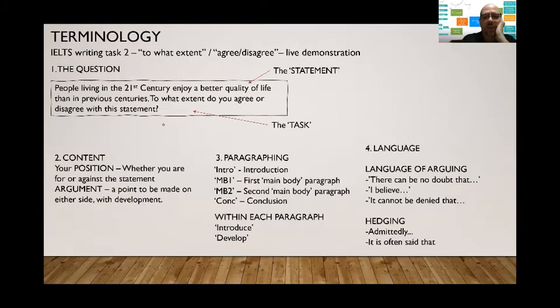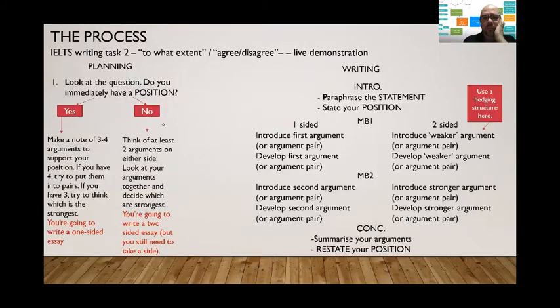If you don't immediately think of a particular side that matches your opinion, don't try to make a decision on your position until you've outlined arguments on either side, and that process should help you to choose a side. So think of at least 2 arguments on either side, look at your arguments together, decide which pair of arguments is the strongest, because that is going to be your position. I'll stress again, you really want to make sure you have a position. You're going to write a two-sided essay, but you still need to take a side.